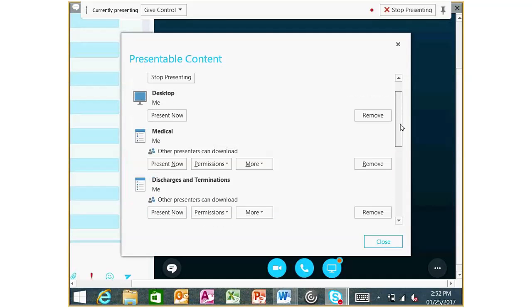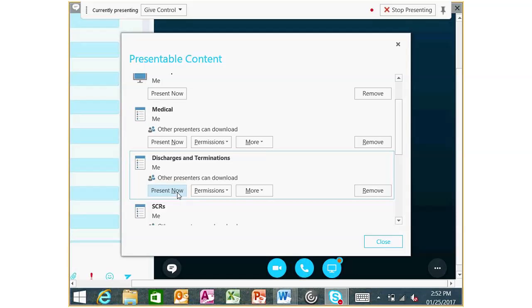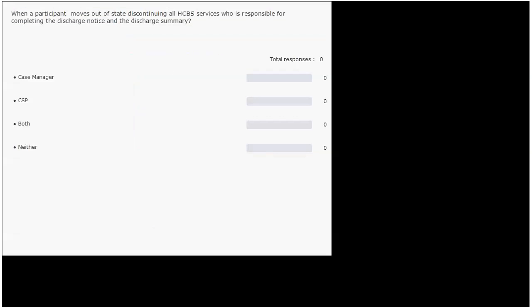Okay, so we have one more question. Okay, so it may feel like we're beating a dead horse. When a participant moves out of state, discontinuing all HCBS services, who is responsible for completing the discharge notice and the discharge summary?